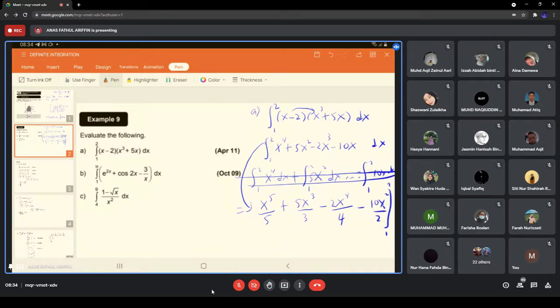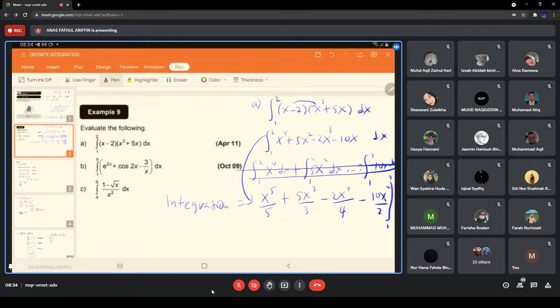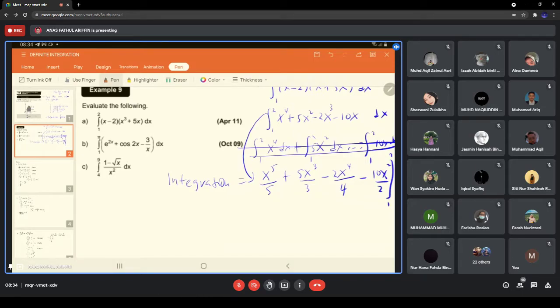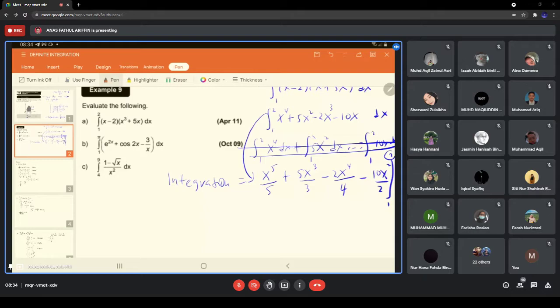Okay, so bila kita dah integrate macam biasa, ini dah proses integration, normal process integration. Next, we substitute the limit, which is 1 and 2. Okay, kita substitute yang upper limit dulu. Okay, 2. So we substitute x with 2.